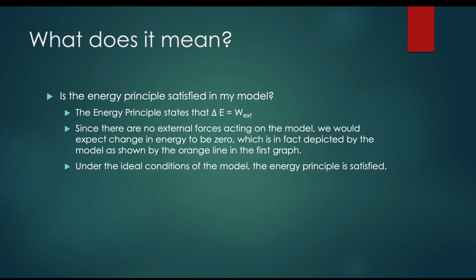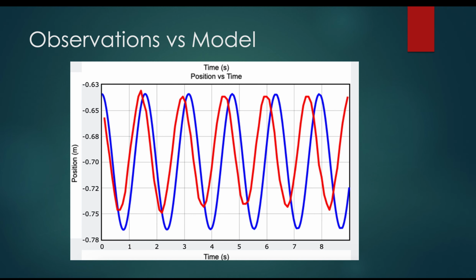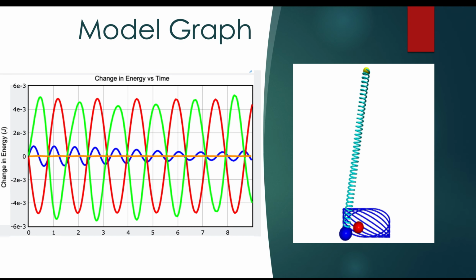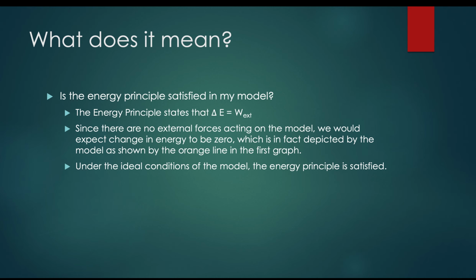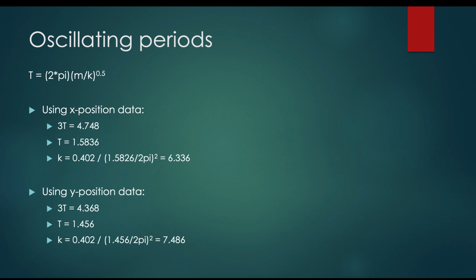And so what does this all mean? So the biggest question we need to ask is whether the energy principle is satisfied by the model. The energy principle states that change in total energy is equal to external work done on the system. And so since there are no external forces acting on the model, we would expect change in energy to be 0, which is in fact depicted by the model as shown by the orange line in the first graph. So as we can see, this orange line here, which stays at 0, change in energy is 0. So the energy principle is in fact satisfied under these initial conditions of the model.